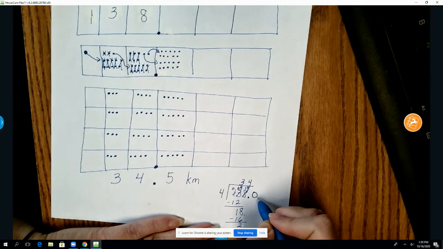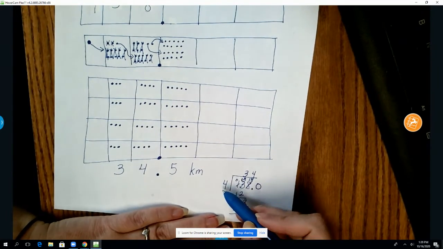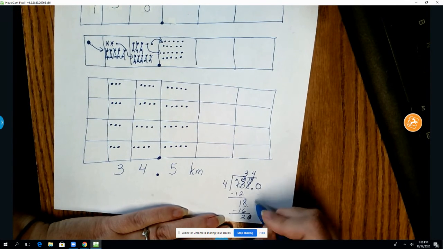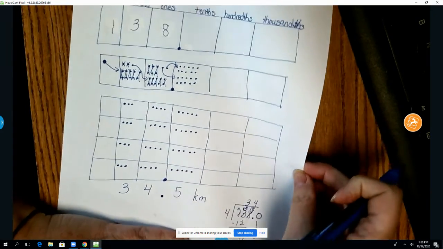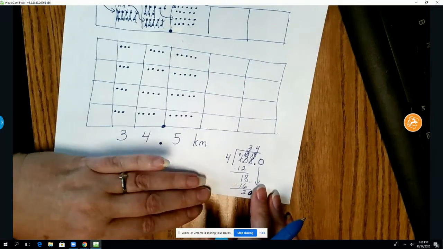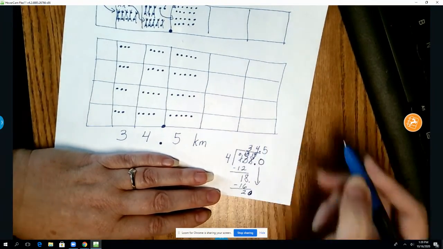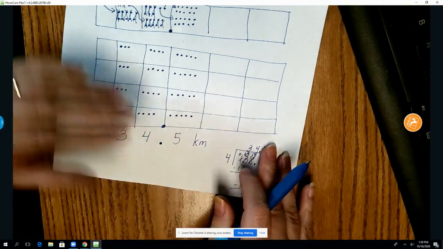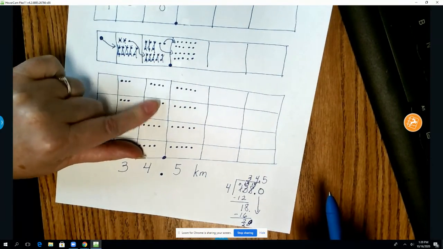This is my invisible 0. I can't divide 2 into 4 groups, but if I bring this down and make it a 20, then I can divide 20 by 4. 4 times 5 is 20. And so now I've used them all up, which is exactly what I did over here.